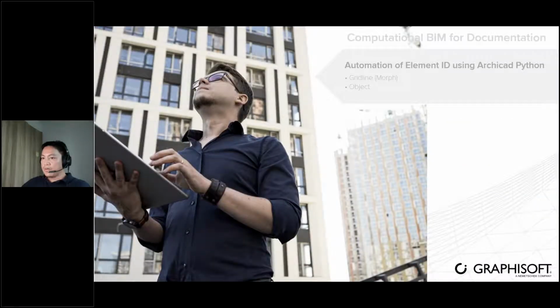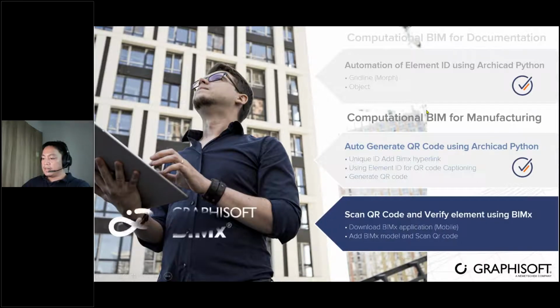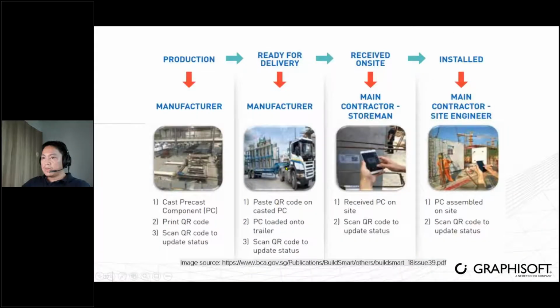Just a quick recap. In the previous event, we did automation of element ID using Python, and then we managed to auto-generate QR codes using Python. Then the fun part would be to scan the QR code and verify the element using BIMx. We're trying to achieve this diagram, but we're still under production. So I think in the next event we will show some digital construction, but this is the general idea.